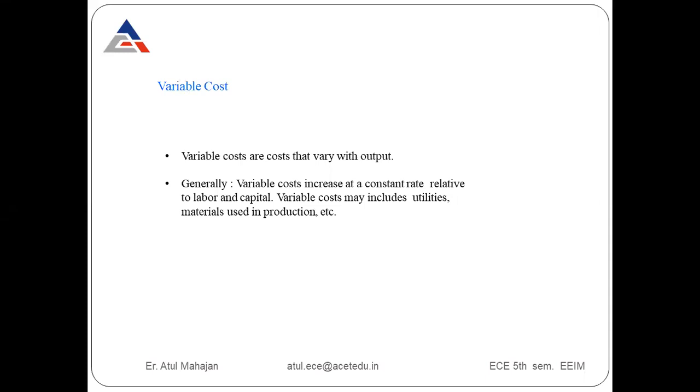Variable cost may include the utilities, materials used in production, etc. So we may include the utilities, the materials we are using, and the production process we are undergoing. They are all variable cost factors, like the labor cost and the raw materials. They are all variable. Why are they variable? Because they can be varied in accordance with our own conditions.